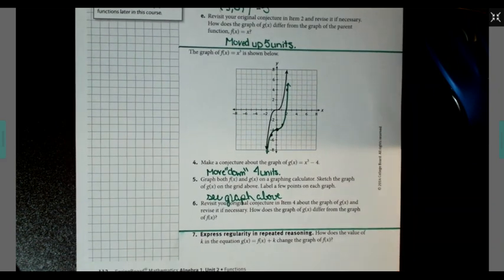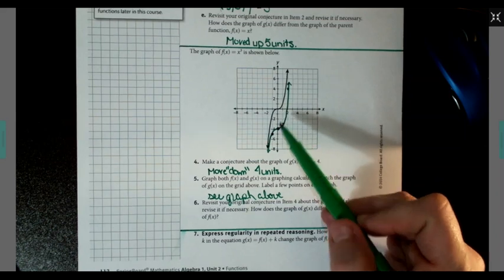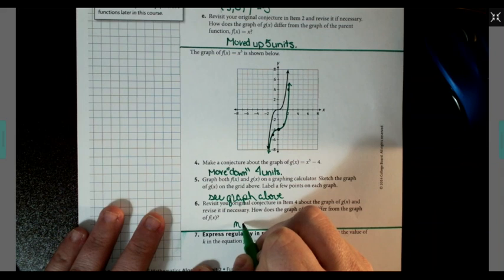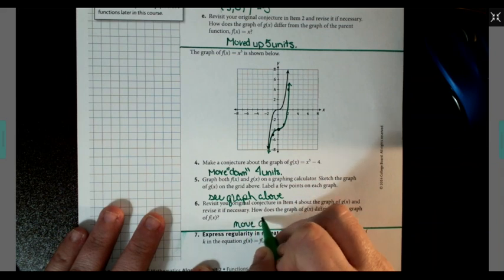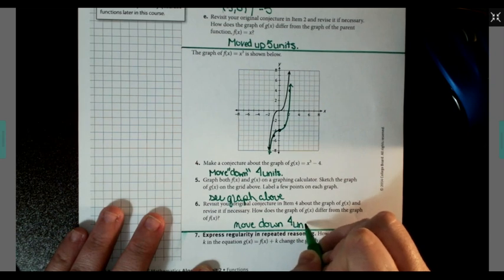Revisit your original conjecture in item 3 about the graph of g of x and revise it if necessary. How does the graph of g of x differ from the graph of f of x? So this graph did indeed move down 4 units.